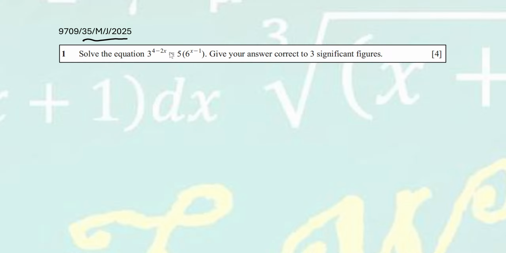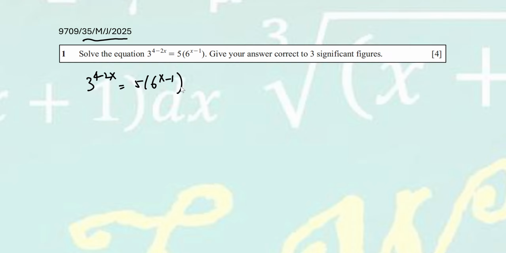So let's start with question number 1. Solve the equation 3 to the power 4 minus 2x equals 5 times 6 to the power x minus 1. Give your answer correct to 3 significant figures. Okay, so 3 to the power 4 minus 2x. Just rewrite the question.